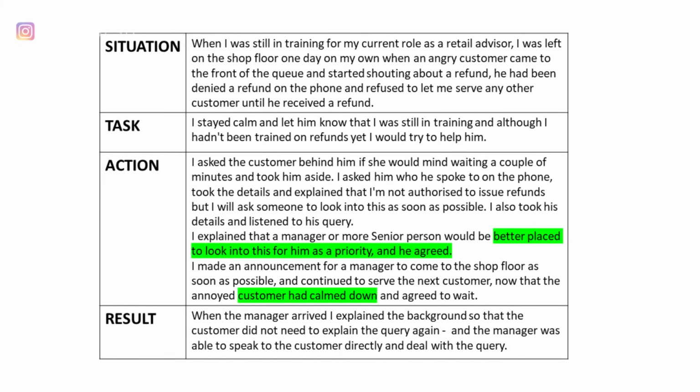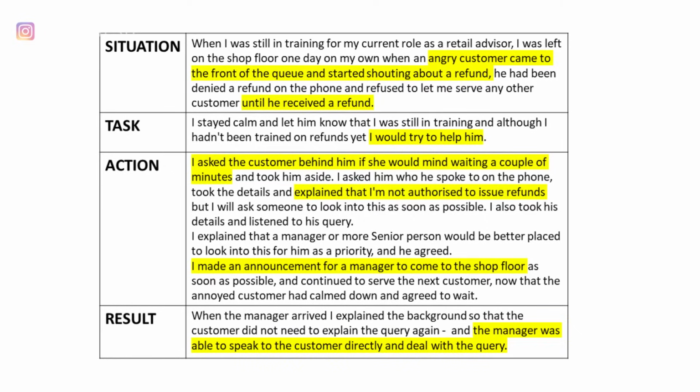These two parts here show that the customer felt treated as a priority and agreed to speaking with a senior person. The problem was communicated to a manager, which minimized the need for the customer to repeat the query. Difficult situations vary, but try to use an answer where you had to think on your feet, maybe due to something not going to plan, or you could use an answer similar to this one if you've ever dealt with an angry customer. This is how it fits into the STAR method.